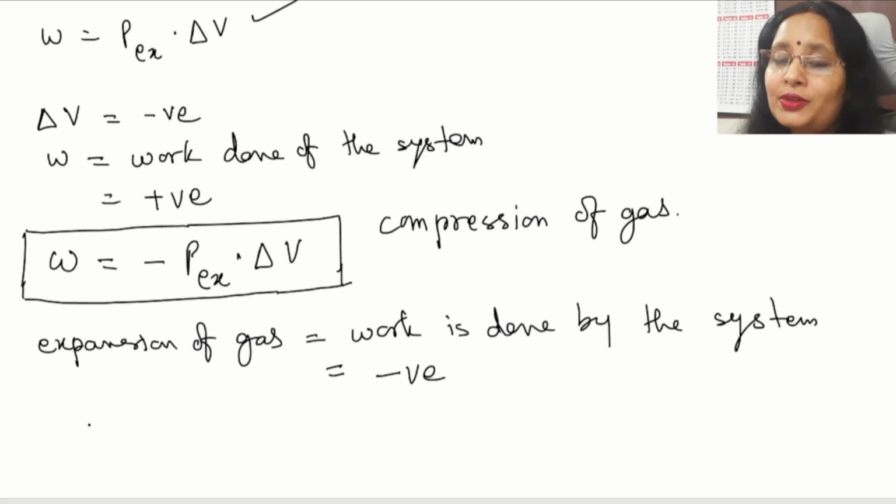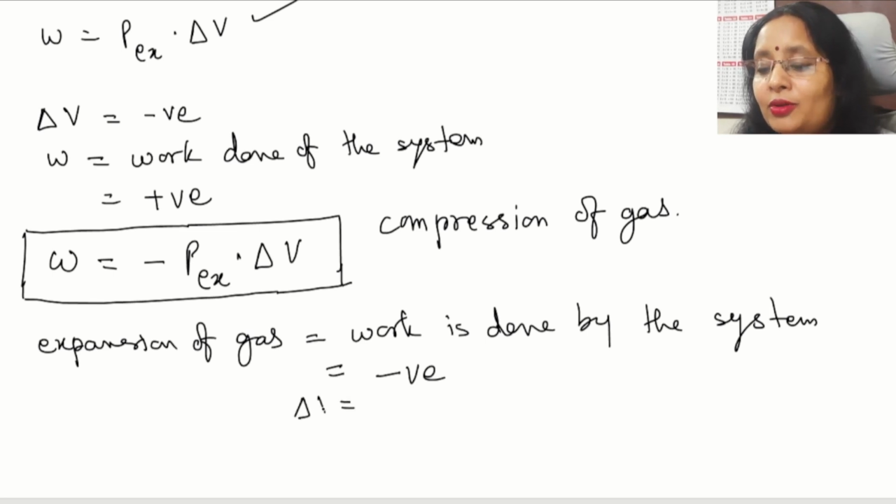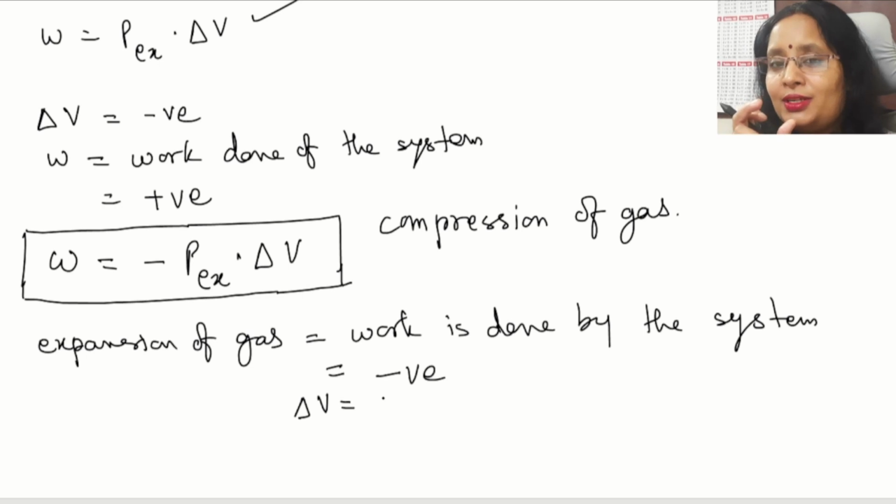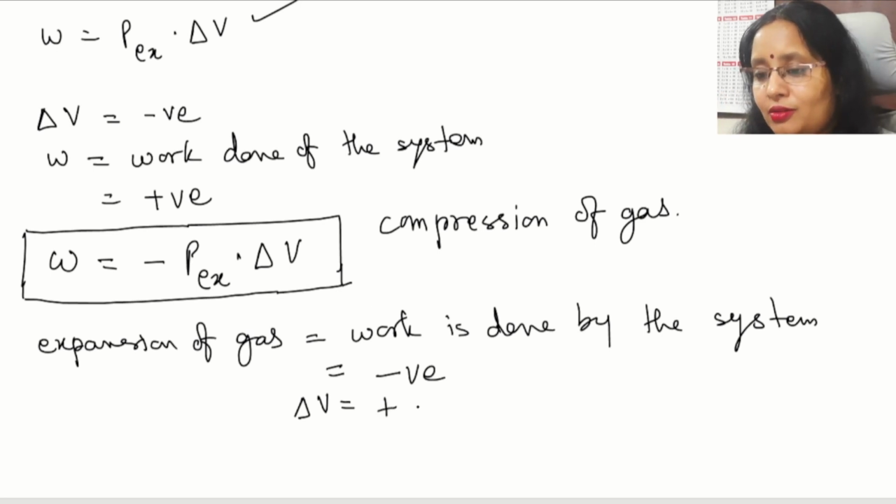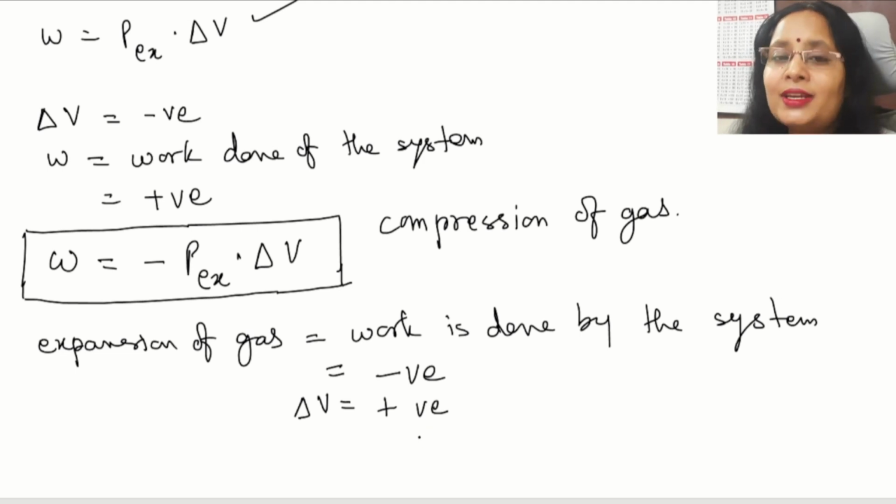Now what will we do here? Again, work done by the system should be negative in the end, and see delta V. What about delta V? Delta V now goes from less to more. Okay, V initial is less, V final is more. So from V initial to V final, it will be positive now. So delta V, the change in volume in the expansion of gas, will be positive.